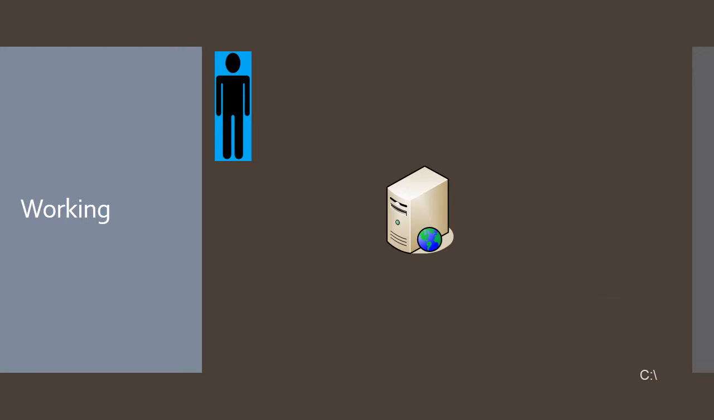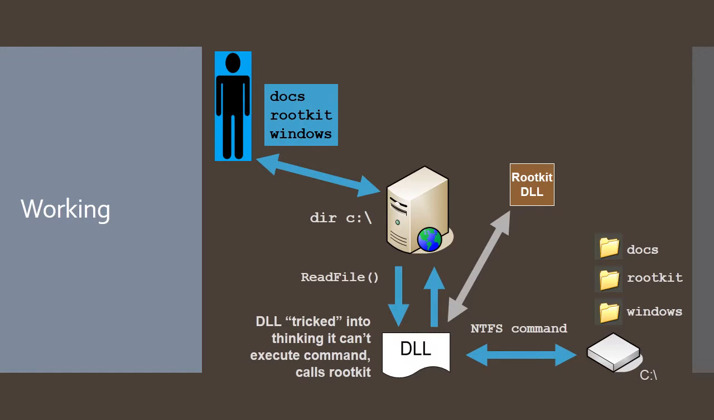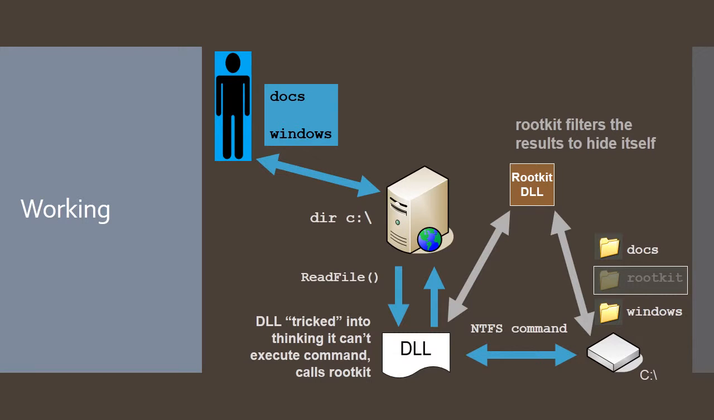This is a scenario which shows how the rootkit remains undetected. In this scenario, the user is trying to get the list of the files in the C drive, and for this, he will use the read file system call in some DLL of the system. The DLL will generate some NTFS command to get the list of the files in the C drive. The results will be filtered by the rootkit's DLL file, which will be returned to the user, and the user will not know about the existence of the rootkit folder in the system.